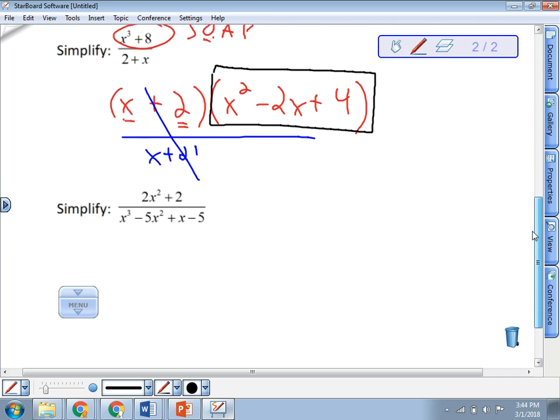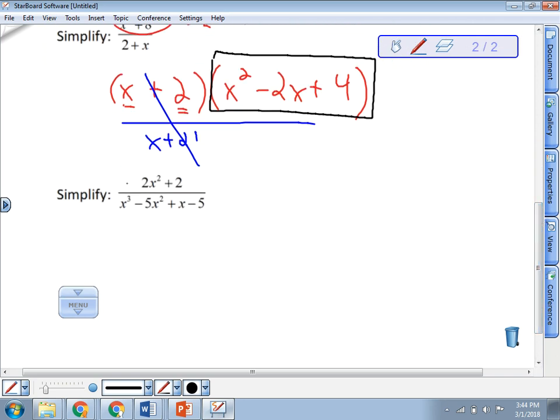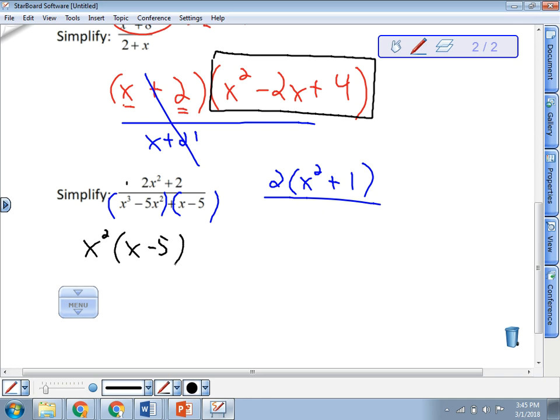And then one more. Let's do one with grouping. On top, I'll factor out the 2, so that's going to become a 2. And then I'll be left with x squared plus 1. Then on bottom, grouping. Remember, we take the first 2 and the second 2. So when I do that, I'm going to take out the x squared. I'll be left with x minus 5 in the first set of parentheses. And then I've already got an x minus 5 here, so I just put plus 1 times x minus 5.